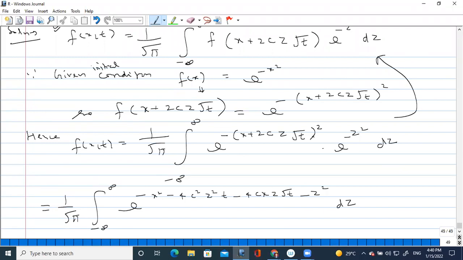So we have to replace the constant C in the last.